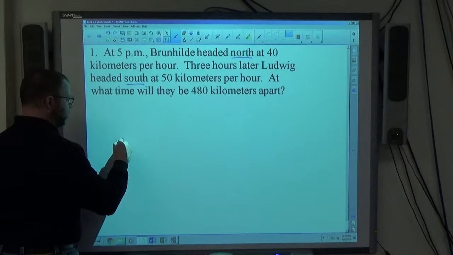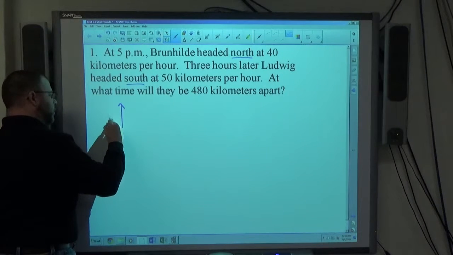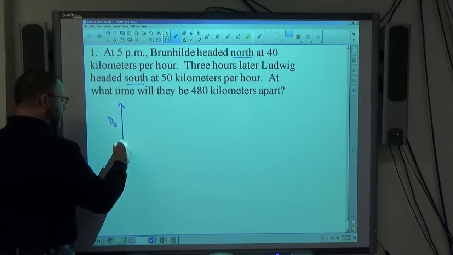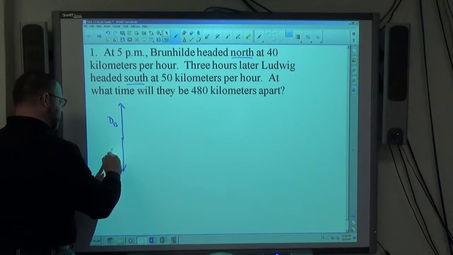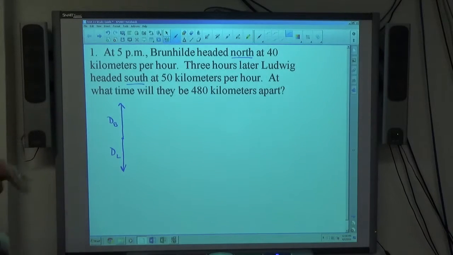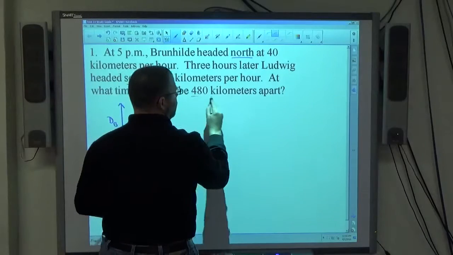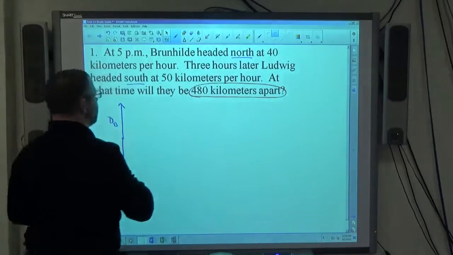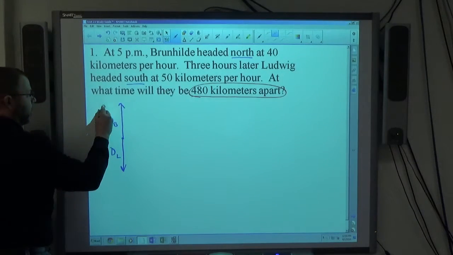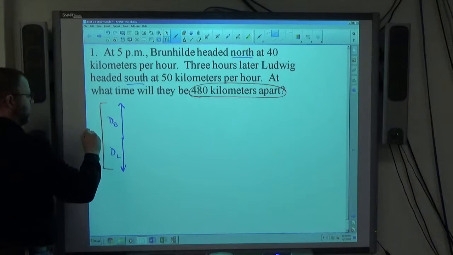So starting point here, Brunhilde goes an unspecified distance north. Ludwig goes an unspecified distance south. Nothing tells me that they want the same distance, so we can't assume those to be equal to each other. But we do want to know when they'll be 450 miles or 480 kilometers apart. So we want the distance between the two at the end to be 480 kilometers.